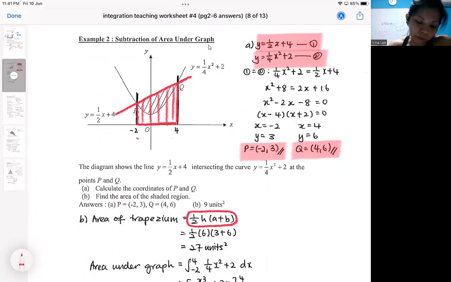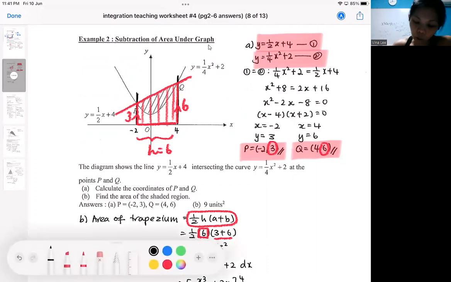If I'm doing the trapezium, this is the H. That's why it's 6 units. This is the parallel length. The parallel length came from the y coordinate. So this is 3 units tall and this is 6 units tall. So I'm using the trapezium formula.